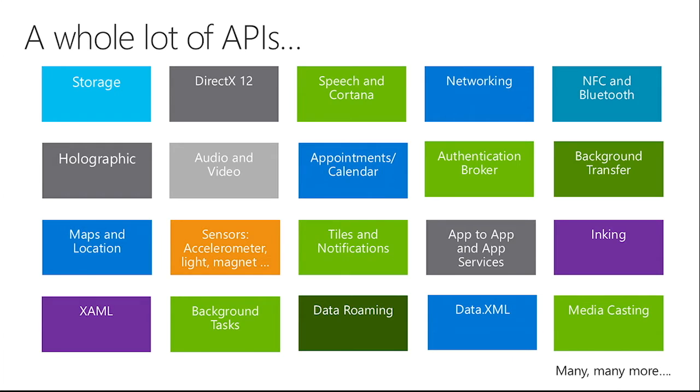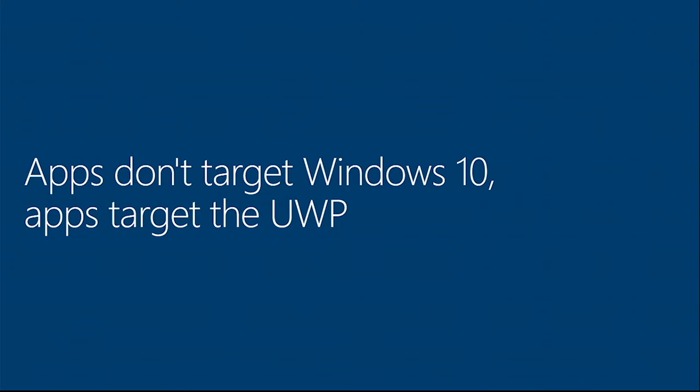You get a feel for just how much is in here. Obviously XAML is in there, all the sensors, the accelerometer, the magnetometer, location, tiles, appointments, background transfer, NFC. You name it, it's in there. It's loads and loads of stuff. So this slide is just to give you a sense of the breadth of what's in this thing, and this is across all of our devices.